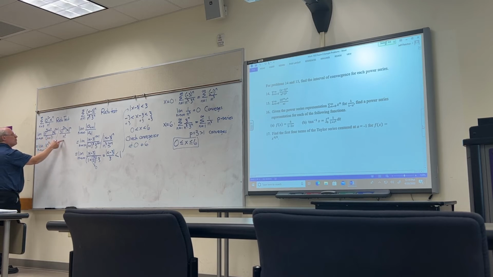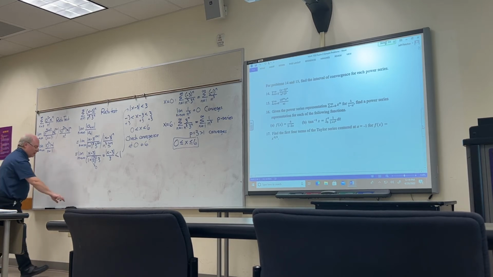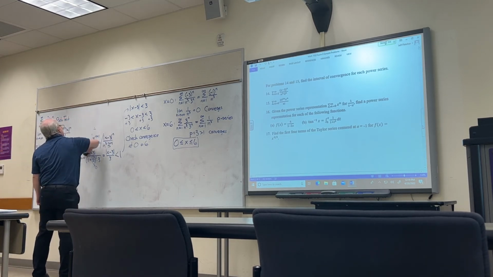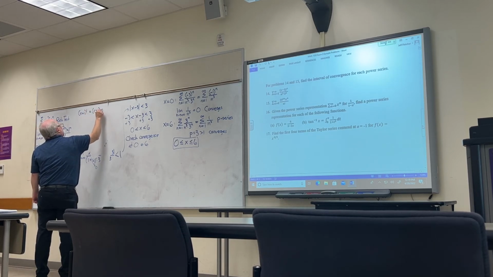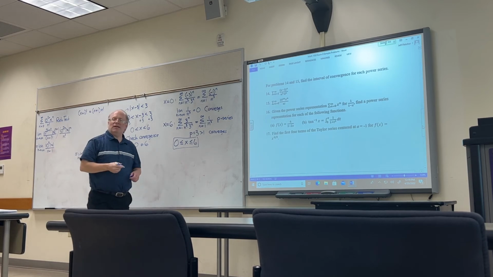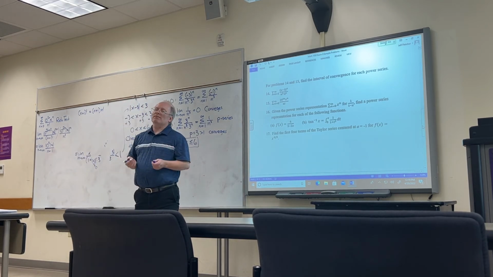And what's n plus 1 factorial divided by n factorial? It's just going to be n plus 1. Remember, if you divide n plus 1 factorial by n factorial, you get n plus 1. That's using the property that n plus 1 factorial can be written as n plus 1 times n factorial. To get the next factorial, you just multiply by the next whole number.